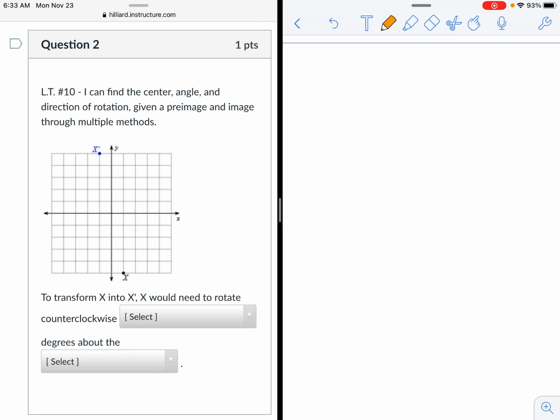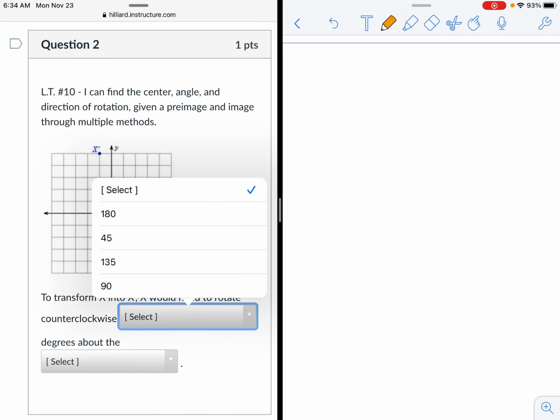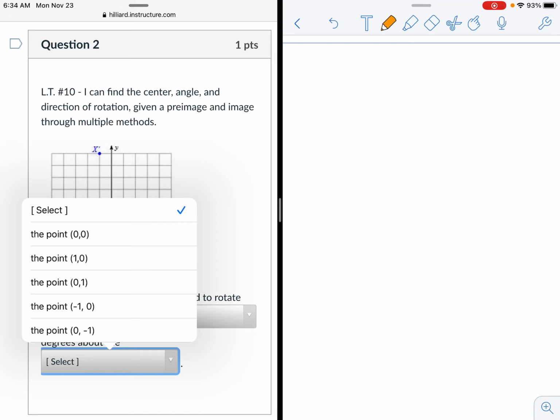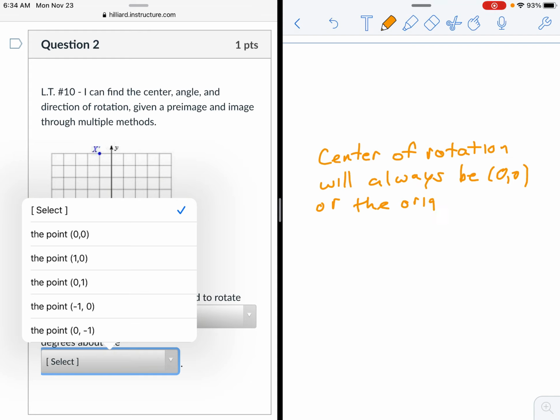All right, find the center. So what's this? This is basically 3 points. The center of rotation for this class will always be 0, 0 or the origin. Technically, well, not technically, you can rotate around any point you want, but we'll just keep it simple and do the origin. It's really not that bad to do it around any point, just a little bit more work. So that would be that right there.